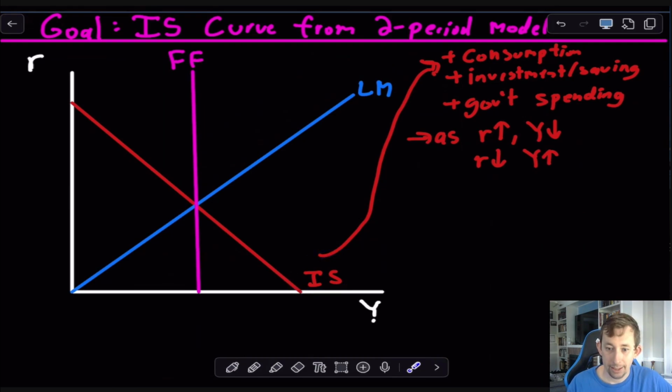What we know about the IS curve is it relates output to the real interest rate R. We know that if consumption goes up, this shifts to the right. We also know that investment, saving going up, or government spending going up also shifts this curve to the right. This is a downward sloping line, which just means that the real interest rate going up means that Y goes down. R going down means that Y goes up. Let's dive in and start deriving this from our two-period model.